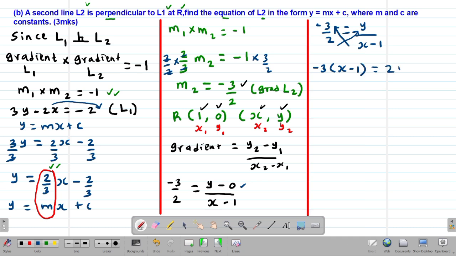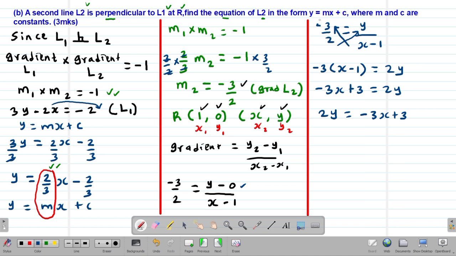I'll simply get positive 2y. If I open the bracket, I'll have negative 3x, then of course negative times negative will give me positive 3, being equal to 2y, which can be rewritten as 2y is equal to negative 3x plus 3.